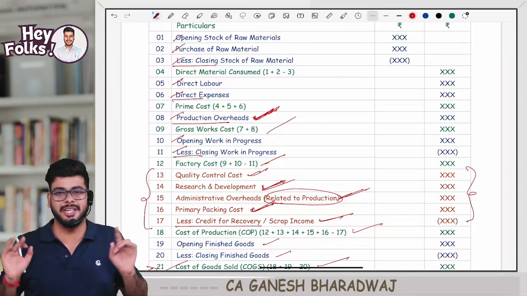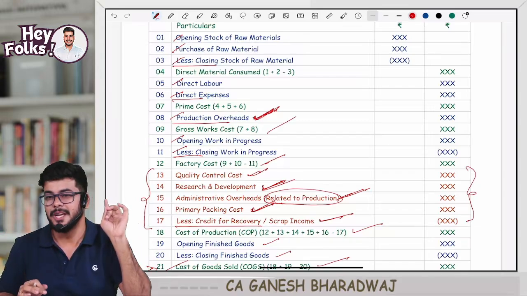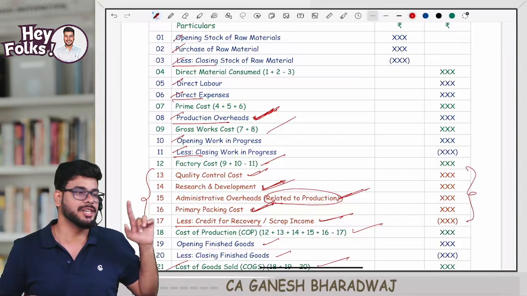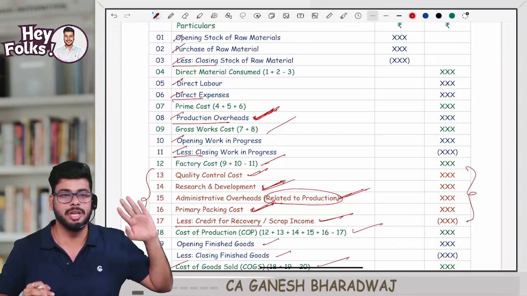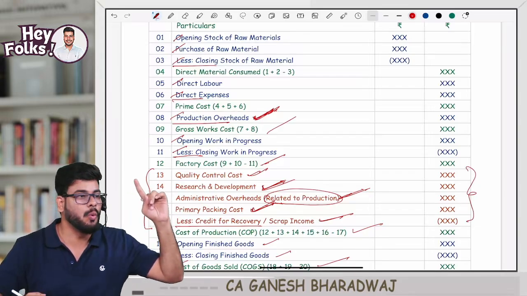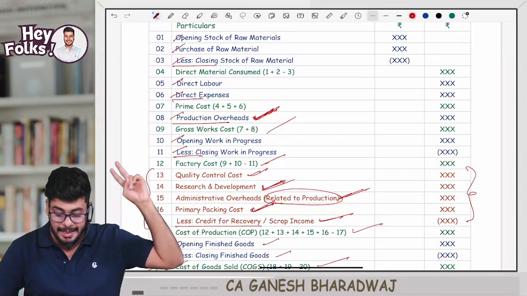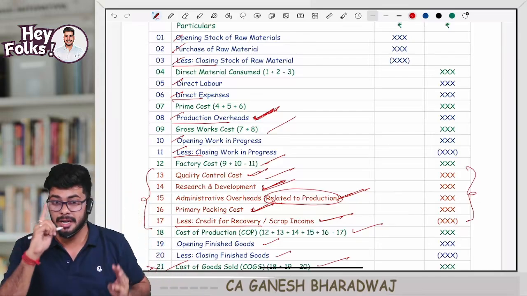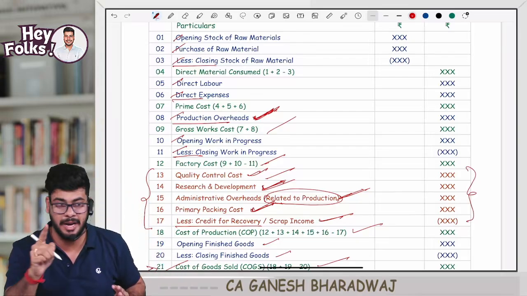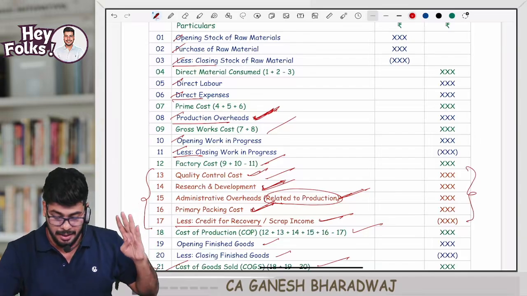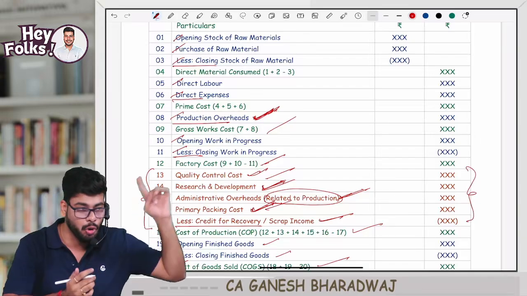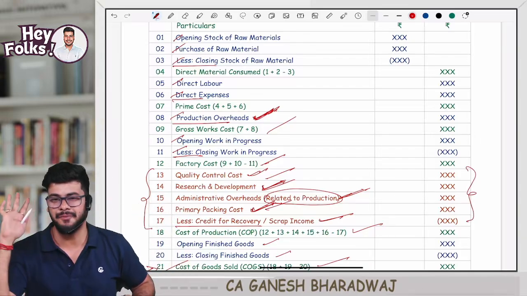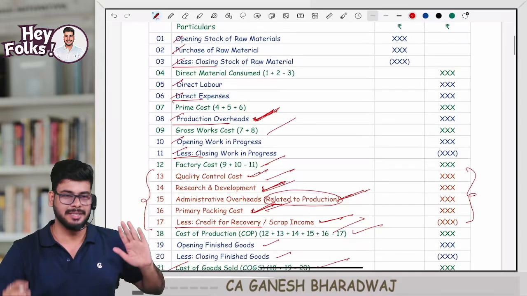Not cost of production. The institute names it factory cost or net works cost. They call it factory cost. This alone is changed. Now what they are doing? 4 additions, 1 deletion they want you to do. What are the 4 additions, 1 deletion? First, quality control cost. Then research and development cost. Then admin overheads related to production, AC room in a factory. Remember that. And primary packing cost, coke, remember, minus credit for recoveries. Now what you get is your cost of production.